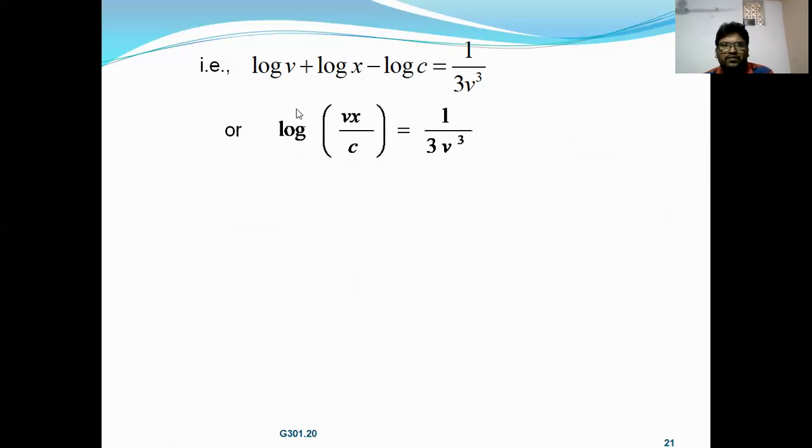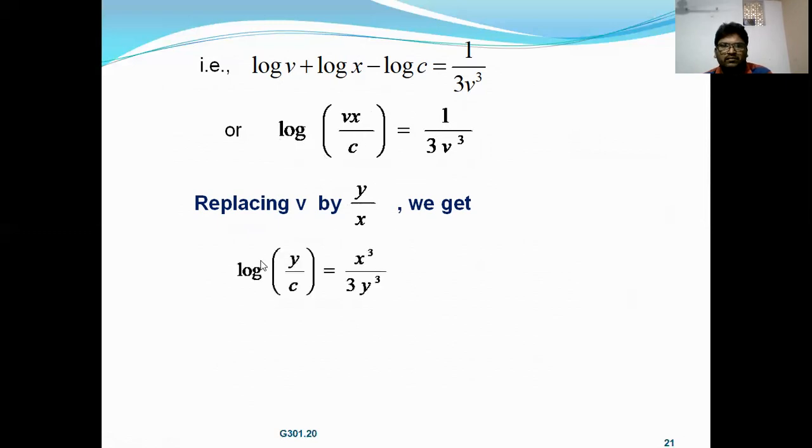Then, taking the log to the right side by the definition of logarithm, it becomes e to the power of something. Now replace the v value, v is equal to y by x. Substituting this, the equation becomes log of y by x, x cancels, you will get y by c, and on the right side also substitute v is equal to y by x. After simplification, you will get x cube by 3y square.